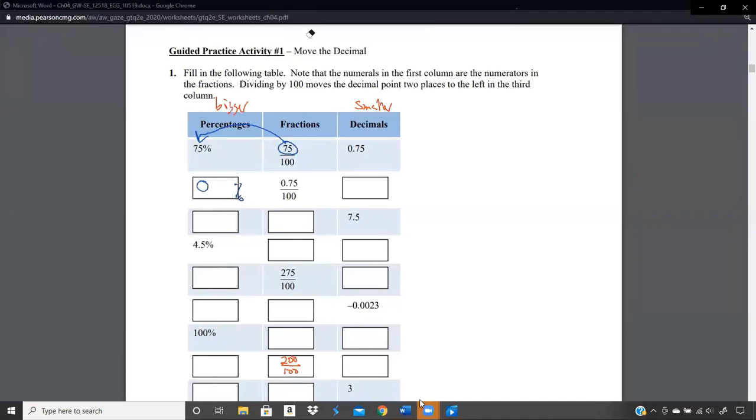Oh, I erased too much. I knew that was going to happen. That's okay. I know I clicked it.